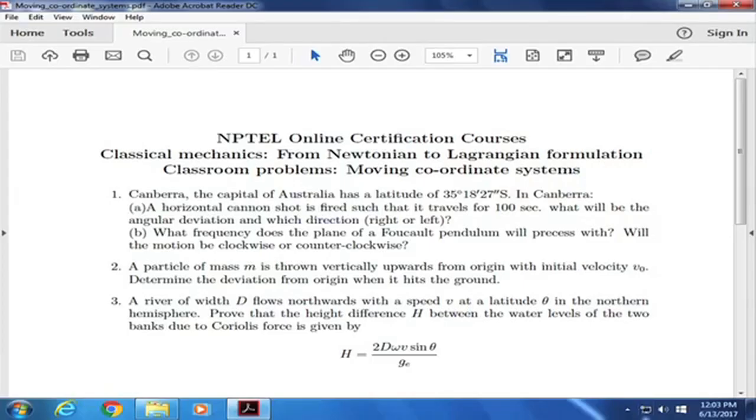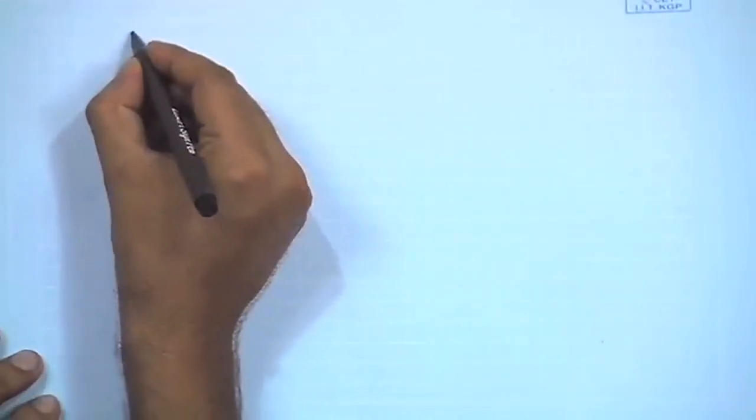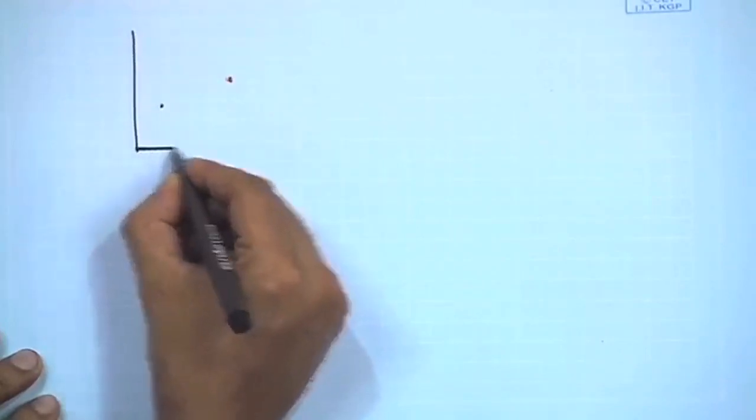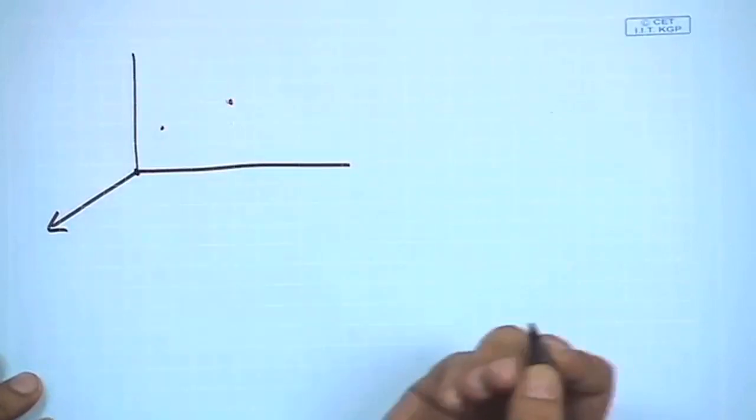Now, with this we move to the second problem of this problem set. A particle of mass m is thrown vertically upwards from origin with initial velocity v0. Determine the deviation from origin when it hits the ground. Now, it is a slight variation of the problem which we have already performed. Instead of starting from a height h, it is starting from the origin, let us say.